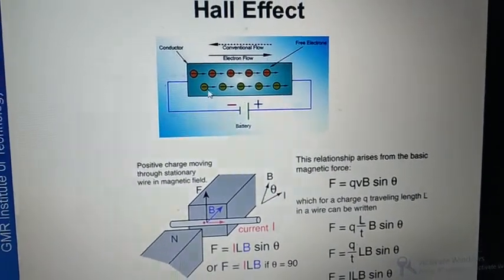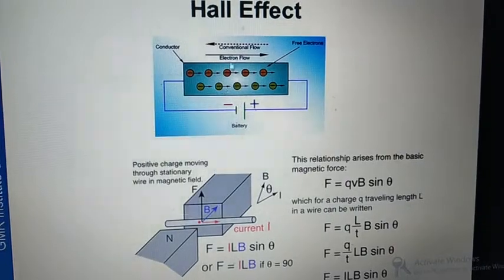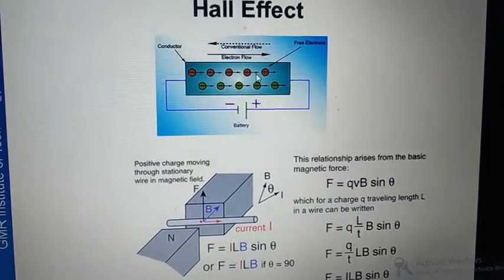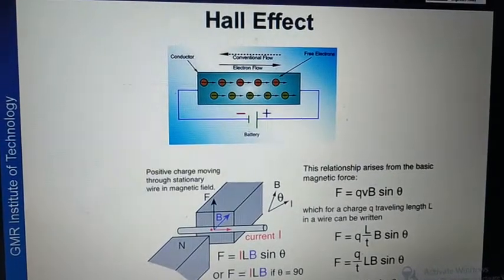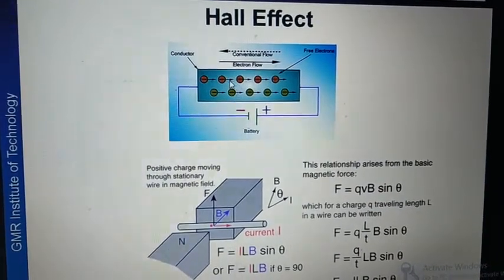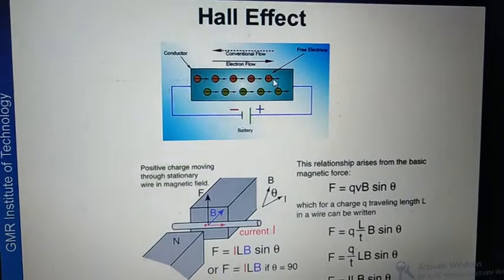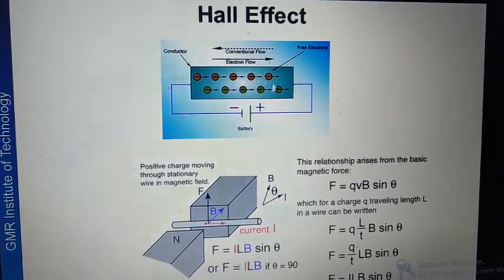Okay, now if I take the same setup, so now the electrons are flowing. Whenever there are electrons flowing, what is current? Current is flow of electrons. So here, due to the flowing of electrons, there will be formation of current in this conductor.